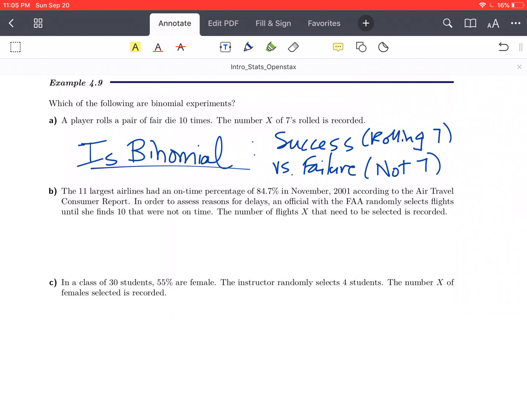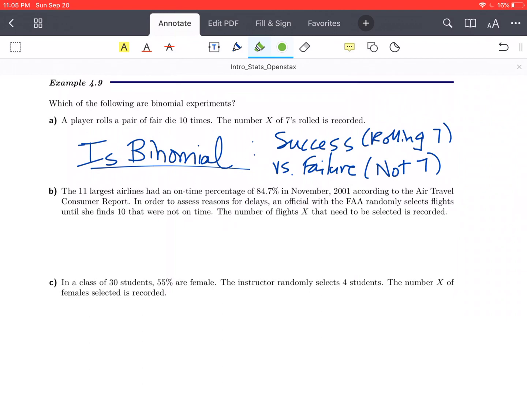So, if we think about those four conditions, the first condition is it needs to be performed a fixed number of times. You have to read the question carefully, because your inclination might be to say, well, yes, it's performed 10 times, right? They get 10 planes that were not on time. However, that's not how many times the experiment was performed. Ten would be the number of successes that she wants.